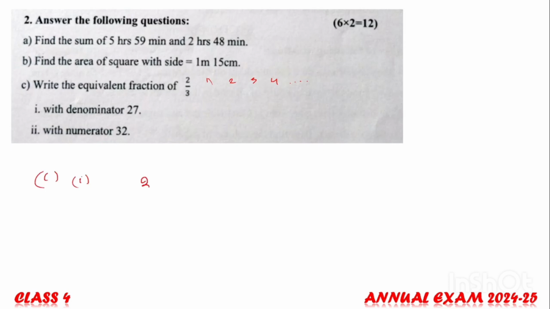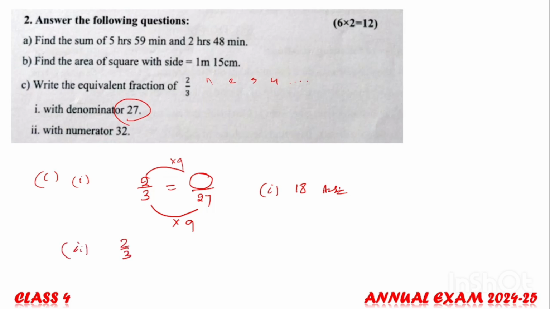So we find the equivalent fraction of 2 by 3 with denominator 27, means only we find the numerator. So tell me, 3 into how much? Now 3 into 9, that is 27. Similarly 2 into 9, so the answer is 18. So answer is 18.